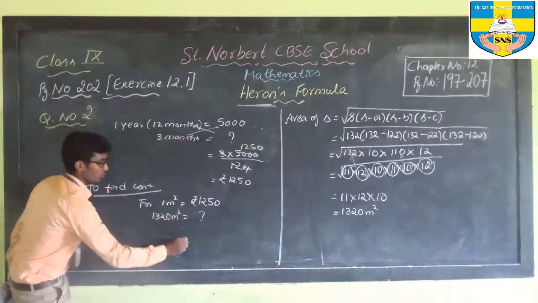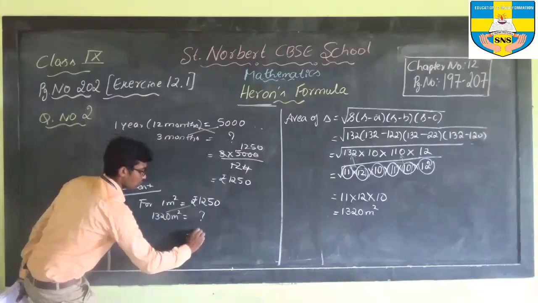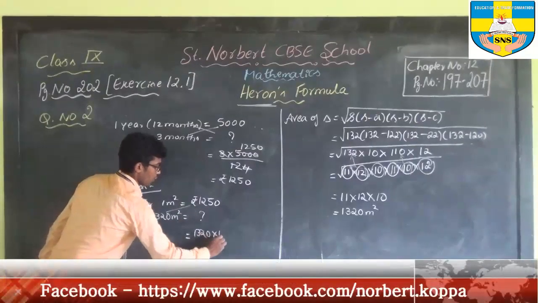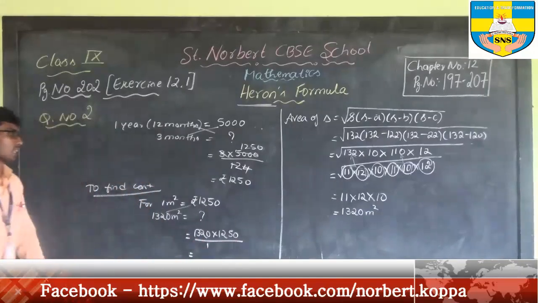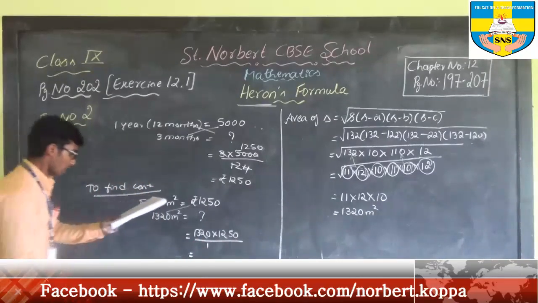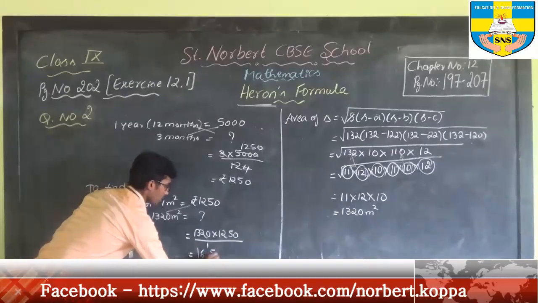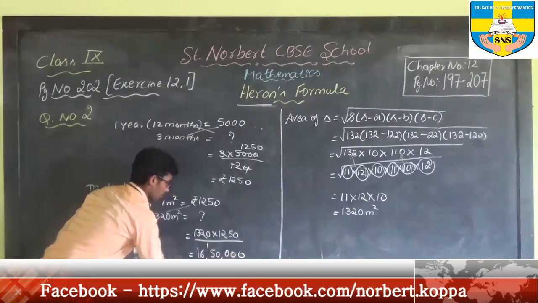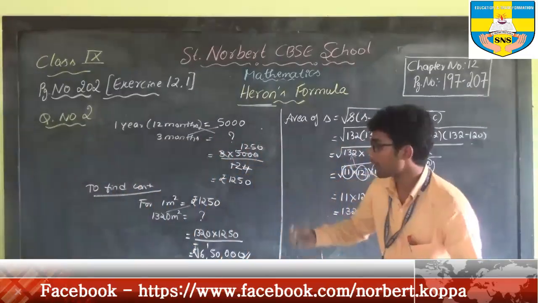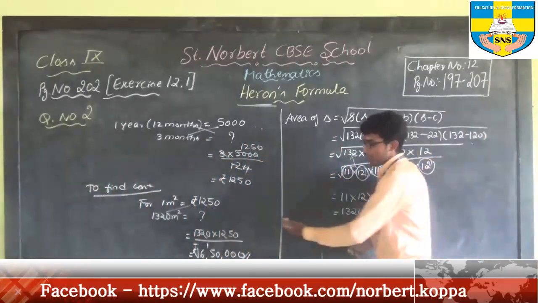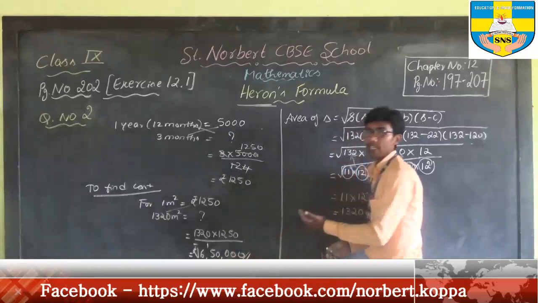As it is, you can go for the cross multiplication, multiply these two, 1250 into 1320 divided by 1. The final answer, I will write the final answer, you can check it later. Answer will be 16,50,000. Means if you are using that triangular portion for an advertisement, we need to pay 16,50,000 as the amount.